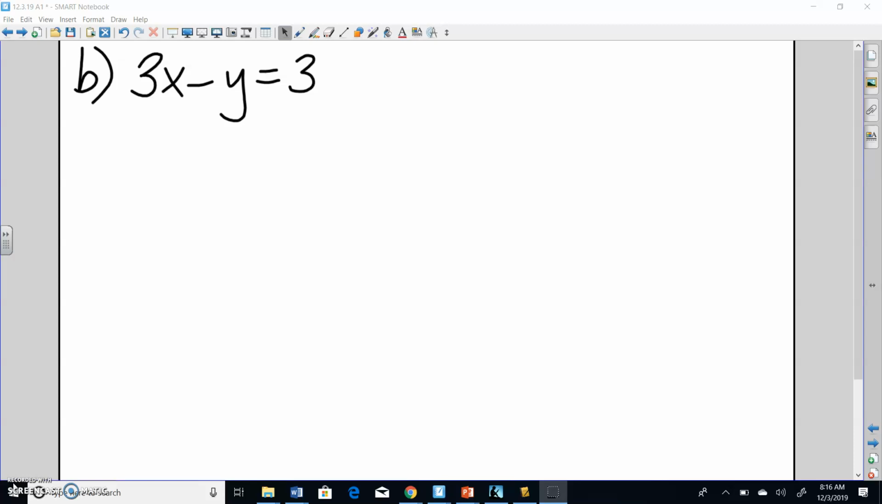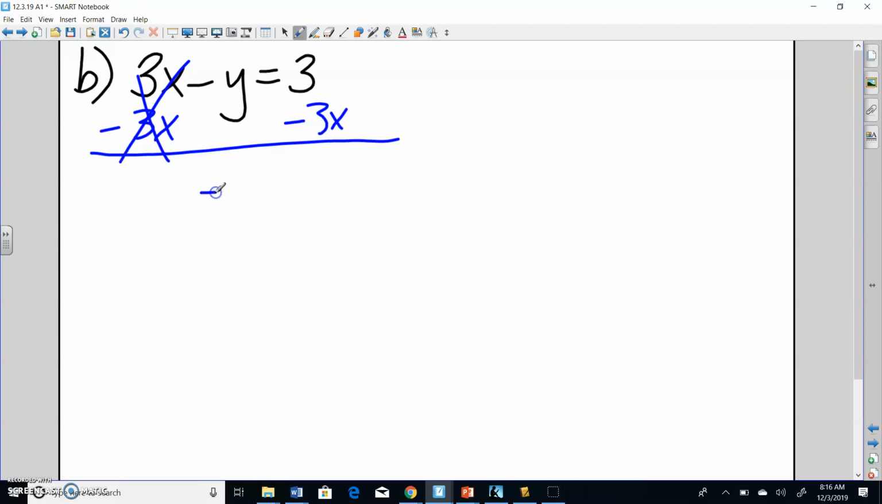Okay, so we want 1y by itself. We always get rid of the x term first. That's going to mean what, Gemma? What are we going to do? Subtract 3x. And that gets rid of the x because 3x minus 3x is, there's no x there. That gives us a negative y equals, remember we want our x term first. And we don't want negative 1y, we want positive 1y.